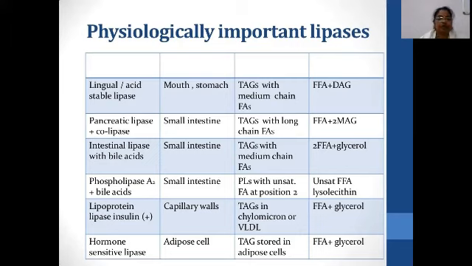Then the next one is lipoprotein lipase. This is present in the capillary walls, which acts on triglycerides in chylomicron and VLDL, giving out free fatty acids and glycerol. Then hormone-sensitive lipase from the adipose tissue or the cell helps act on TAG stored in the adipose cells, giving out free fatty acid and glycerol.